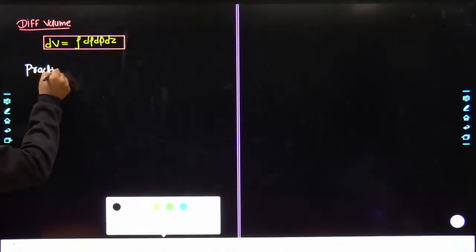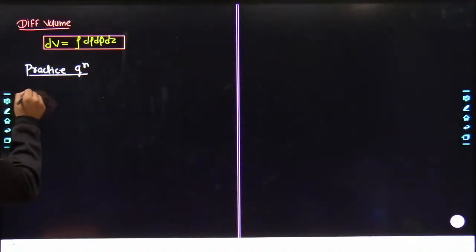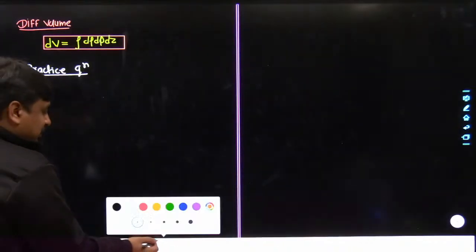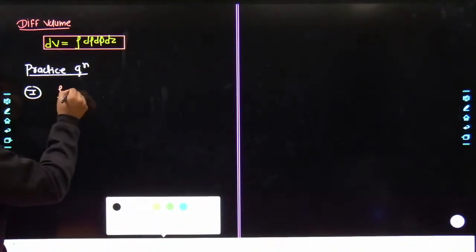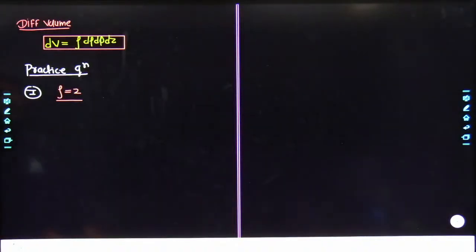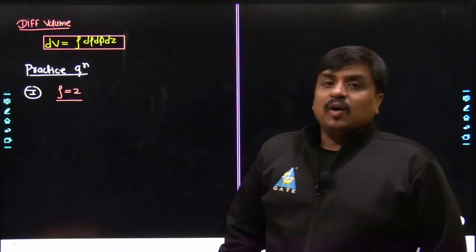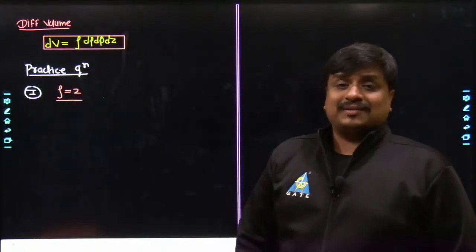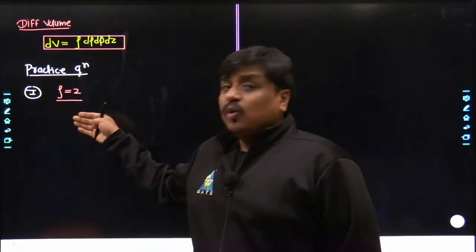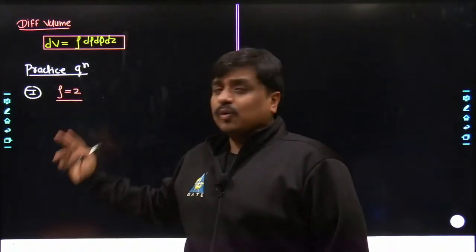Practice question. The first question is like this: what does it mean by rho is equal to 2? Is it a straight line, a dense cylinder, or a hollow cylinder? If it is a hollow cylinder, what about its height? Along which axis has it been kept? Many different aspects we can discuss once we take rho equal to 2.